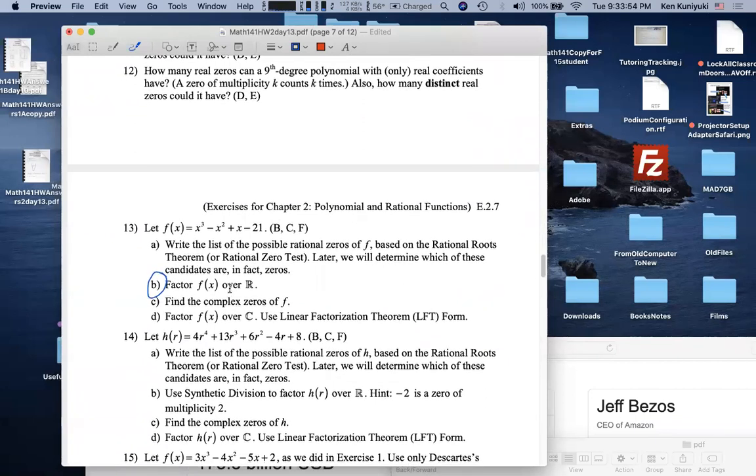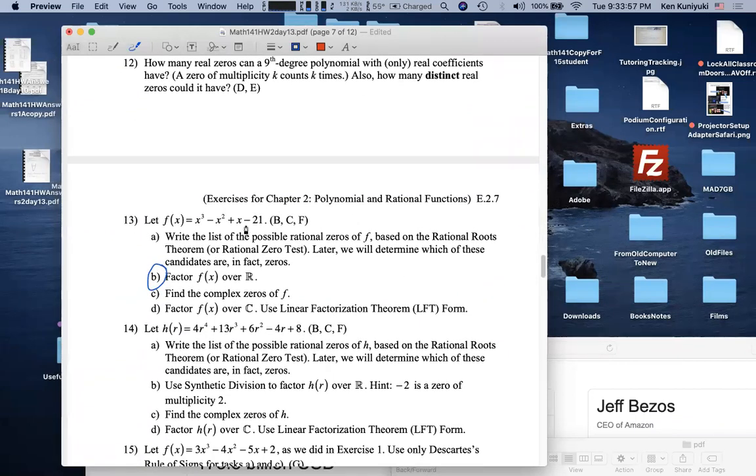List the possible rational zeros: factors of this over factors of 1. Since we have a 1 here, we don't even need fractions. It's going to be plus or minus 1, plus or minus 3, plus or minus 7, and plus or minus 21. Those are the possible rational zeros. Since -21 is pretty powerful, I don't think 1 or -1 will work. Will 3 work?